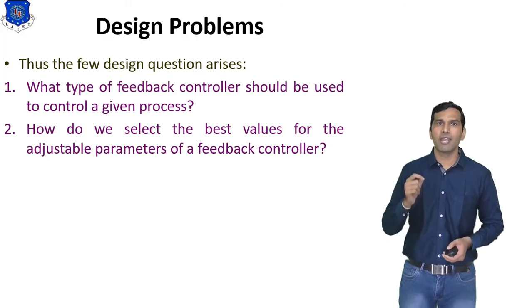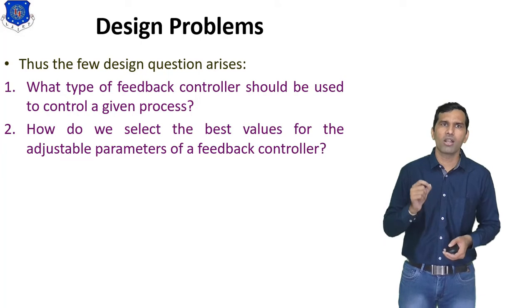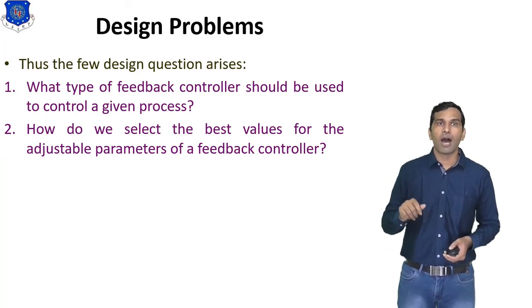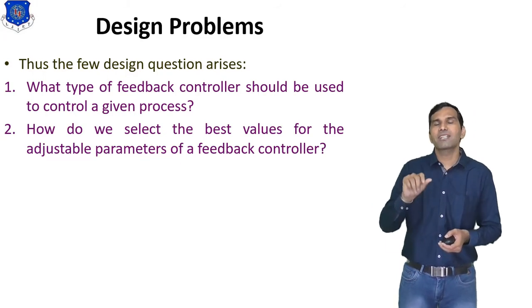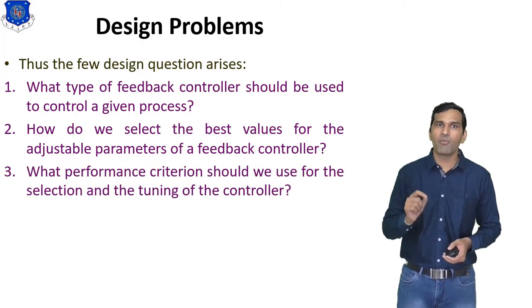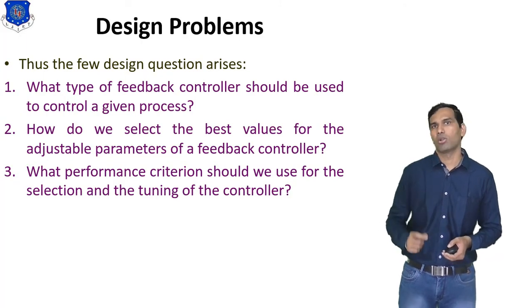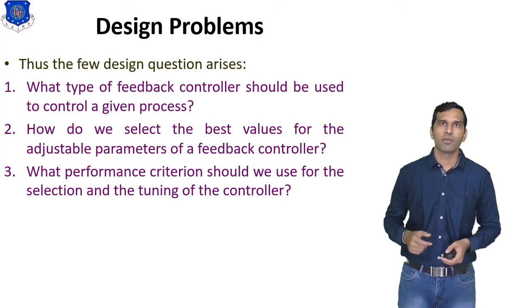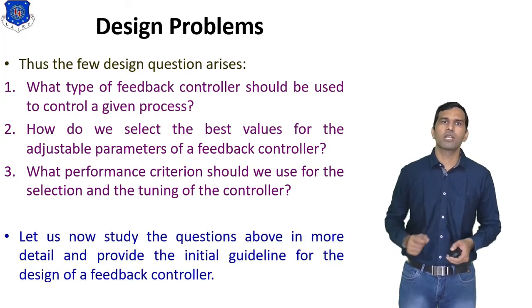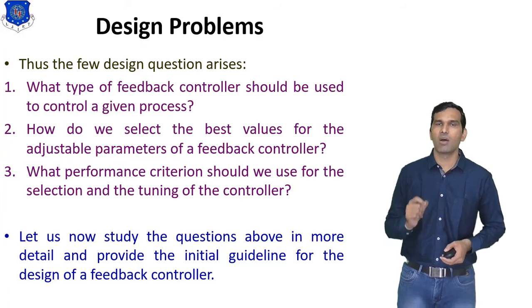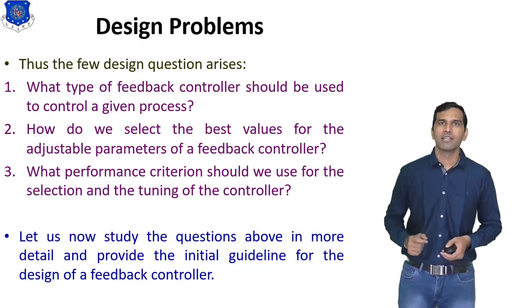Then the next question comes to our mind: how do we select the best value for the adjustable parameters of the feedback controller? That means this is the part of tuning. So how do we select the best values for the adjustable parameters by using tuning? This is the second problem. And the last one is, what performance criteria should we use for the selection and tuning of the controller? So these are some problems, or questions, that arise when we design a controller or a control system. So let us now study these questions in more detail and provide initial guidelines for the design of the feedback controller.